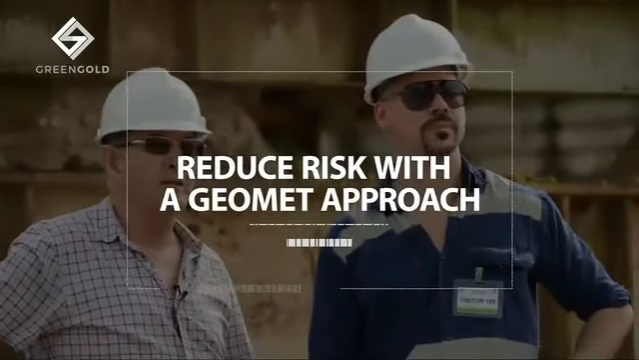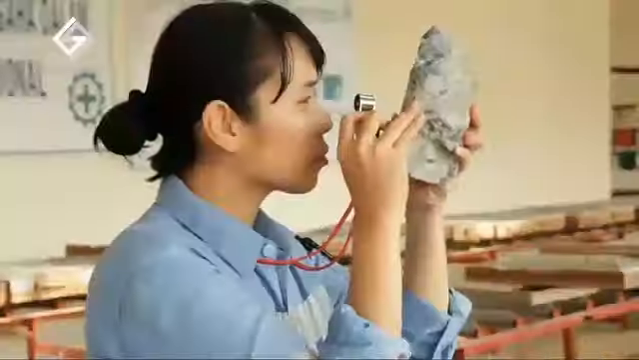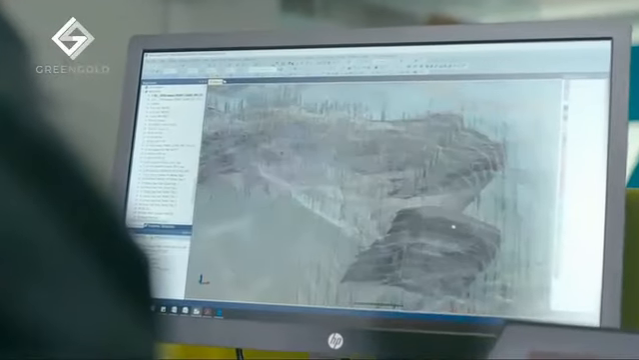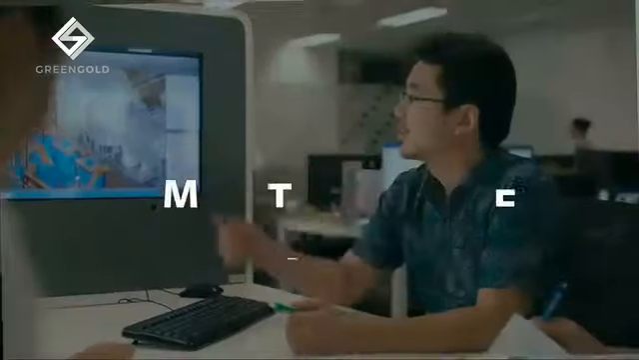We have to understand the geology first, and then you can work out what are we trying to mine, what are we trying to treat. And those are the key things we need to understand, and that's why we take this integrated approach.